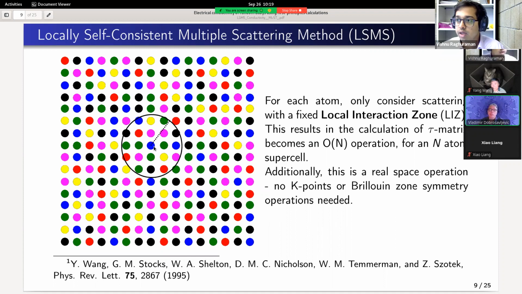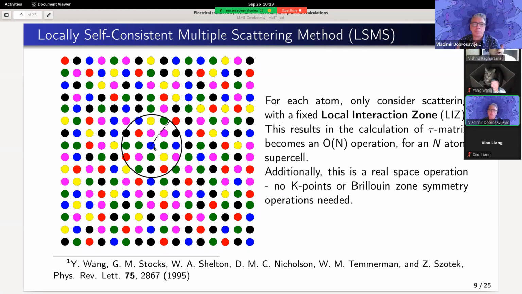And by doing that, calculating the tau matrix, which is generally an n cubed operation because it involves a big matrix inverse, becomes an order n operation, because you're not inverting a matrix associated with the entire system. You're inverting a matrix associated with the LIZ size. So this is a huge simplification in terms of computational complexity.